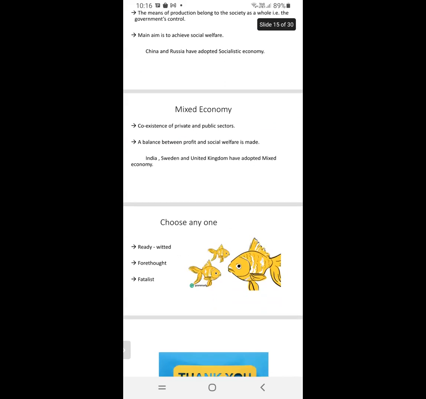The next one is the mixed economy. This is a very beautiful economic system. Coexistence of private and public sector.